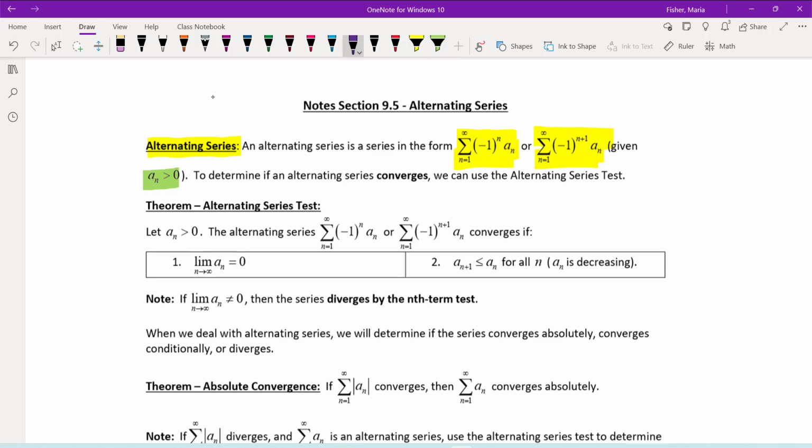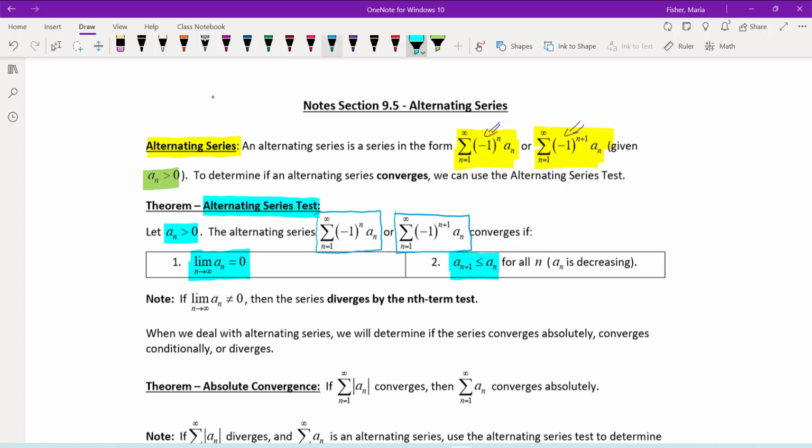So an alternating series has you alternating between positive and negative terms. To determine if an alternating series converges, we can use the alternating series test. The alternating series test says, let a_n be greater than 0. Then, if you have an alternating series like the sum from n equals 1 to infinity of (-1)^n times a_n, or (-1)^(n+1) times a_n, those series will converge if, first, the limit as n goes to infinity of a_n is equal to 0, and second, a_(n+1) is less than or equal to a_n for all n.